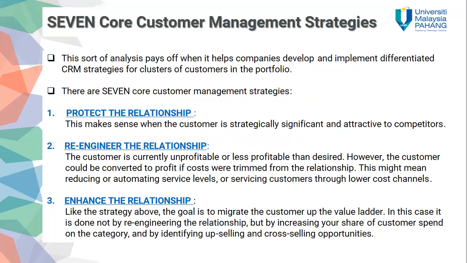And then, last but not least, we have 7 core customer management strategies. We can look at some of the strategies currently used by organizations. The first one is protect the relationship. It is a very significant strategy, where it can also be more attractive compared to the competitors. You have to make sure that your relationship is on good terms, so that you can have a long relationship with that particular customer.